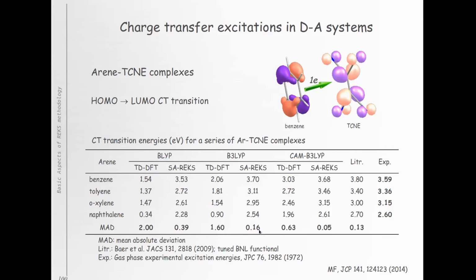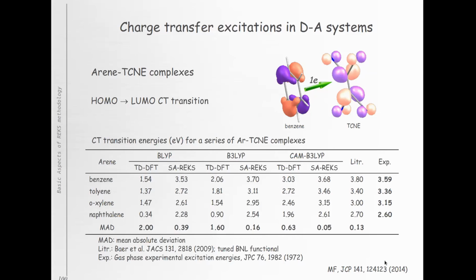So B-slip, CAM-B-slip, and B-half-and-half produce the same number. B-slip has much lower content of Hartree-Fock exchange, and everybody believes that Hartree-Fock exchange is important for describing charge transfer transitions. But with a very little content of Hartree-Fock exchange, I can still reproduce these experimental energies with reasonable accuracy, less than 0.2 eV.